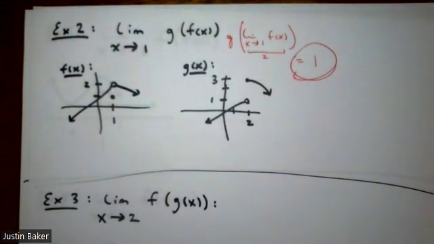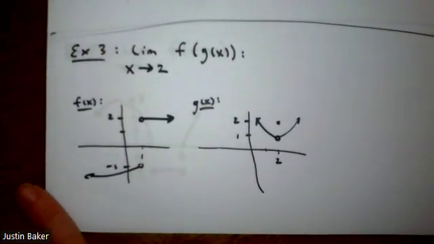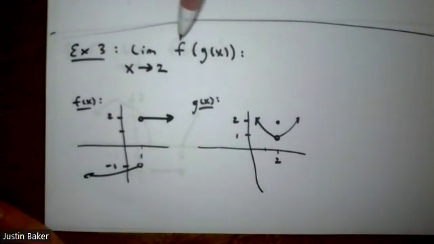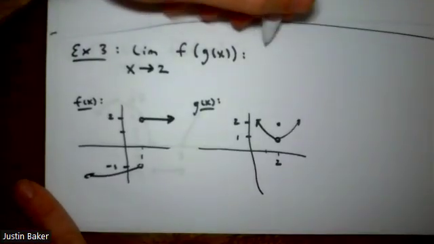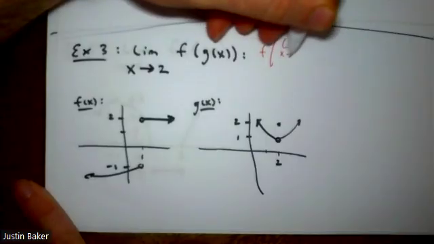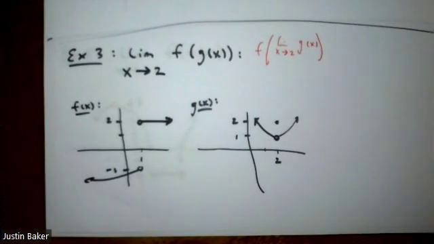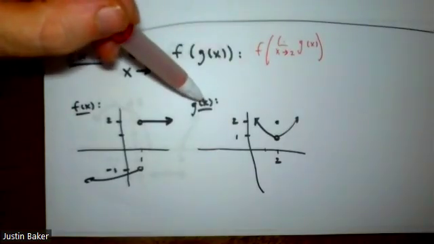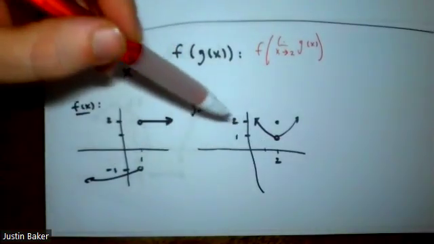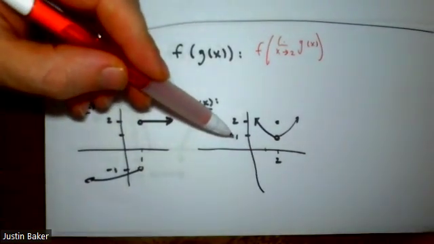Okay, obviously we should look at the counter of that example. So for the next one, the limit as x approaches 2, f of g of x. This is going to be f of the limit as x approaches 2 of g of x. So as we look at g over here, as we approach 2 on the graph of g, hopefully everybody's on board that that limit result is 1.